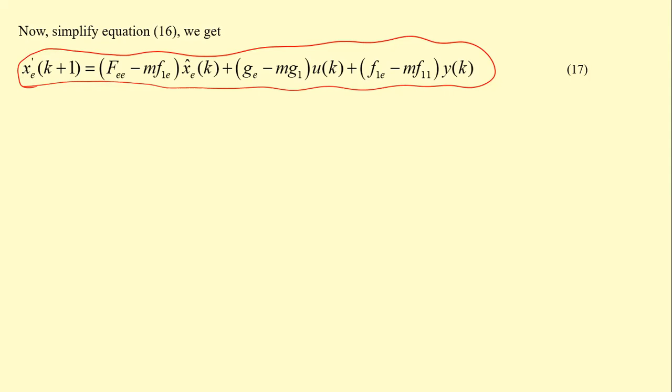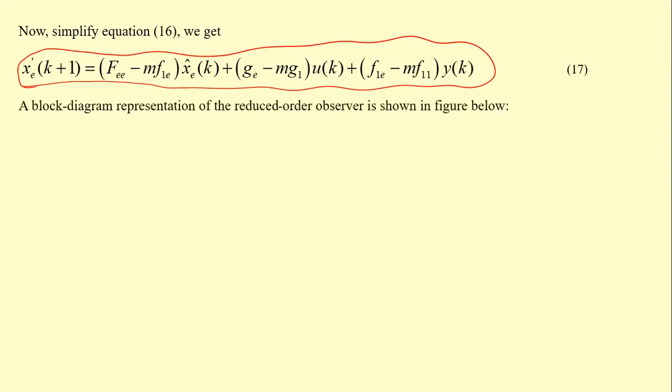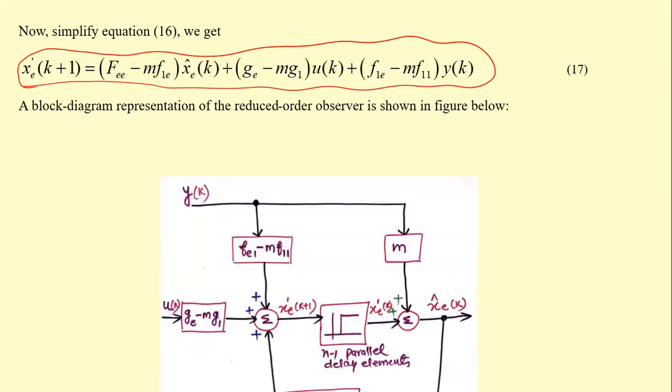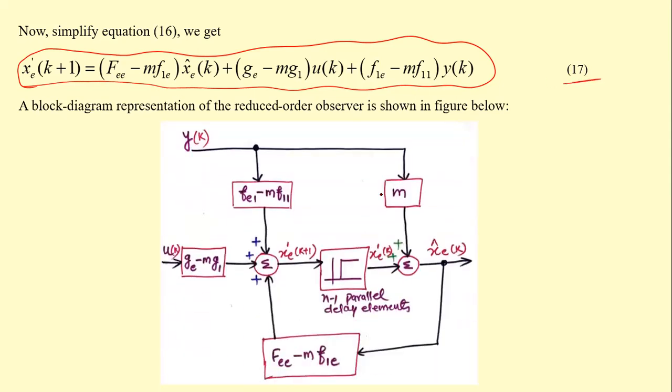Now this equation can be represented in a block diagram, which gives us the reduced order observer, shown here. You can see equation number 17 has been represented with this block diagram. So this is our reduced order state observer. Equation number 9 also represents the reduced order state observer, but the only problem with equation number 9 is that it has dynamics in the output. So we have simply eliminated those dynamics and we have got this equation here.